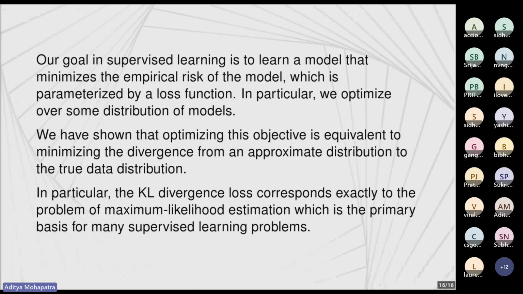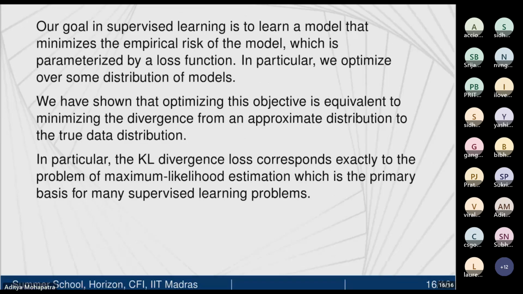So, our goal in supervised learning is to learn a model that minimizes the risk of the model, basically, the error of it. And we parameterize it by some loss function, as you have seen, L in particular. And we optimize those functions over a probability distribution of models like rho naught W or rho M W.